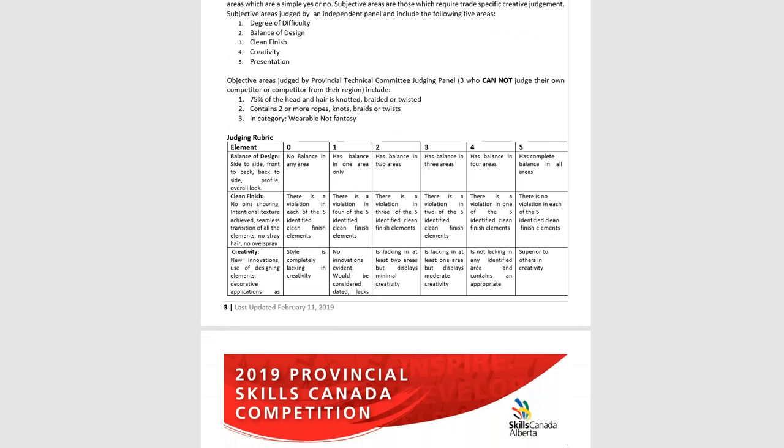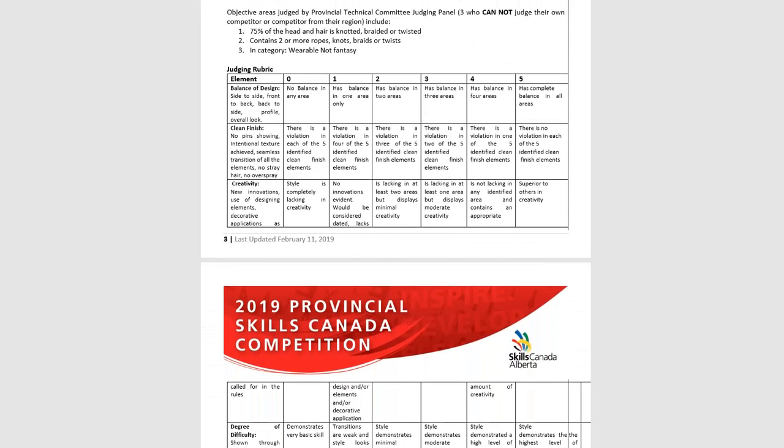The judging rubric that we've included this year takes into consideration all of these elements and it breaks it down so you understand how the student is going to be scored. For example, in balance of design, it lists different areas. So it's the side-to-side look for balance, the front to back, the back to the side, the profile, and the overall look.